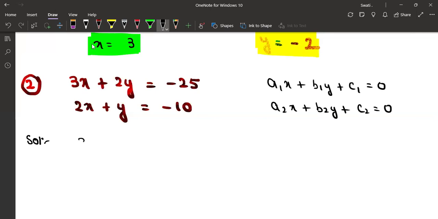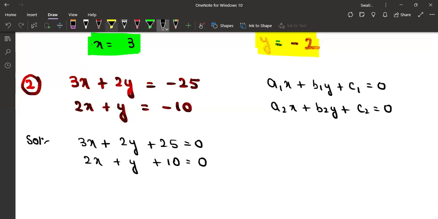So tell me, 3x plus 2y plus 25, very good, equals 0. Next. 2x plus y plus 10 equals 0. Very good.